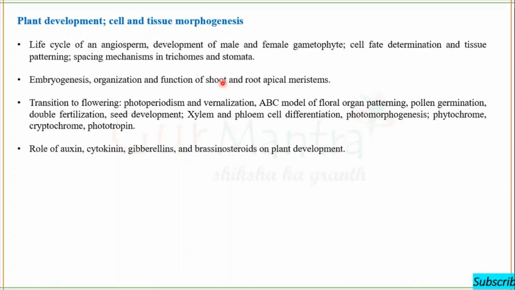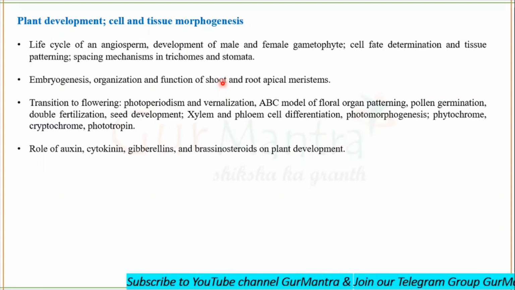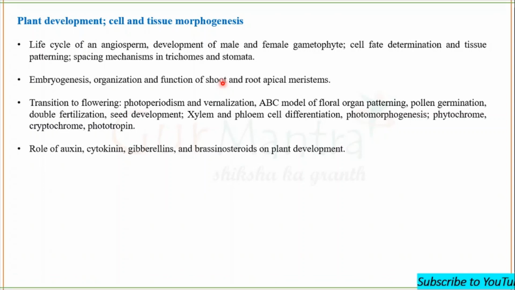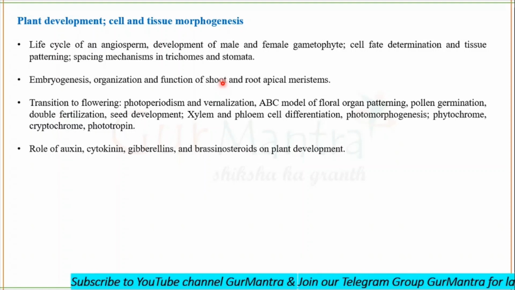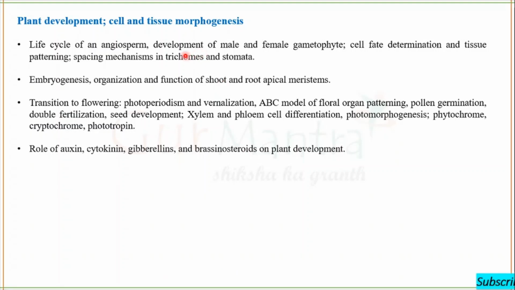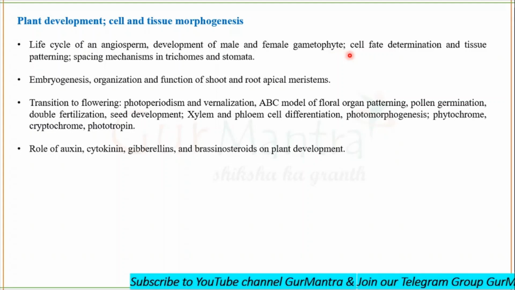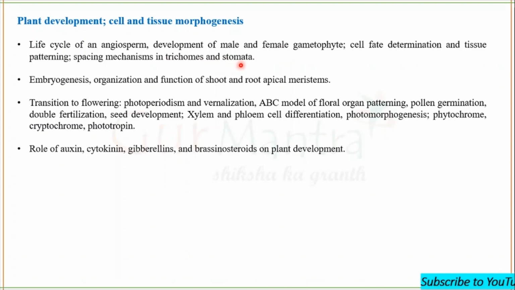They develop from the seed, how the seed is formed, what is required for the formation of seed. You need zygote. How the zygote is formed? Zygote is formed by the fusion of male and female gametes. Male and female gametes are produced within the gametophytes. So here we will deal with the life cycle of angiosperms, the development of male and female gametophyte, the fate of cells and tissues, the spacing mechanism in trichomes and stomata.